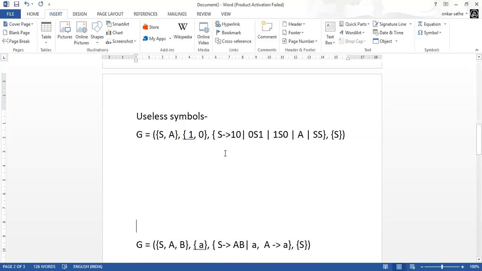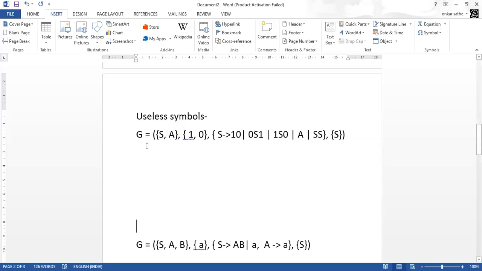Now there are three aspects of the usefulness of a non-terminal X. That is, some string must be derivable from X. X must appear in the derivation of at least one string derivable from the start symbol, and it should not occur in any sentential form that contains a variable from which no terminal string can be derived. Now let us start with one example.